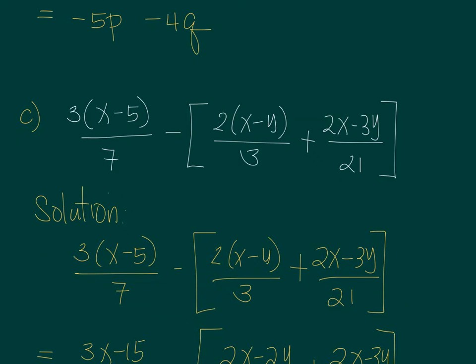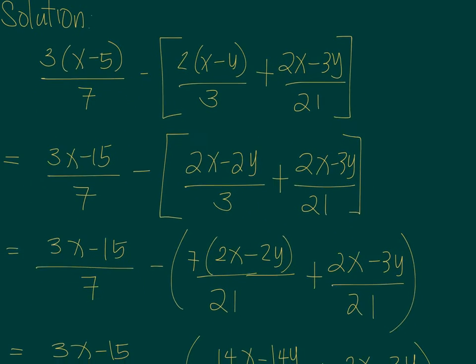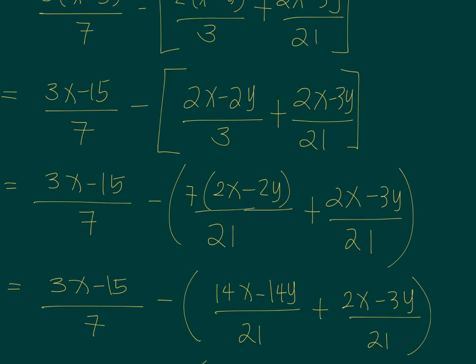Letter C is combining fractions with grouping symbols. Again, the idea is work from the inside. Don't mind this yet. So you have something to work on here. So you have a 3 and 21. You might want to change that into 21 for the LCD. So as you can see from the solution, let's jump here.